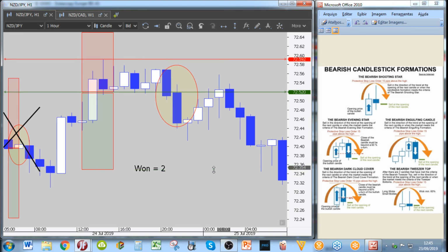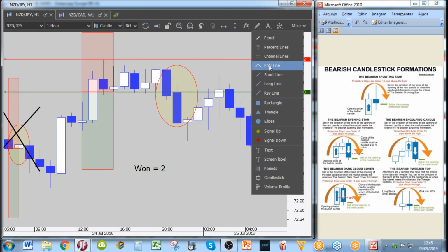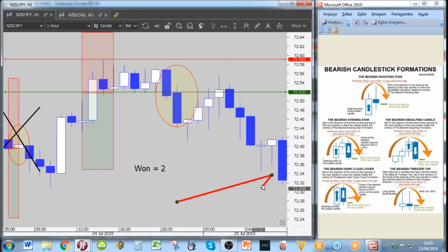Would a trader with education short this one? What is this? Would a trader with education short this one? What is this? Is this an engulfing candle, bearish evening star? What is this? So, educated trader won 2, uneducated trader maybe won 2, lost 2, won 2, lost 1, right?